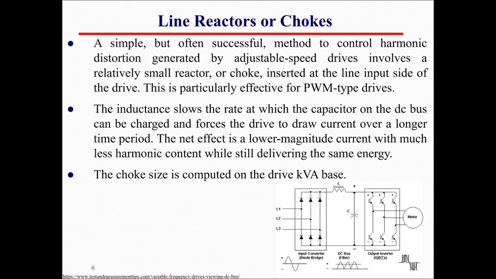Line reactor, or we call it chokes. It is a simple method to control harmonic distortion generated by adjustable speed drives. So over here we have a speed drive. Those will create harmonics, as you can see from the output waveform. Then to reduce the harmonics that are produced by the adjustable speed drive, they are connecting over here what we call a choke or line reactor.